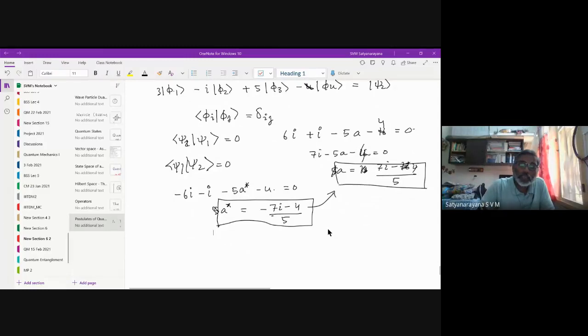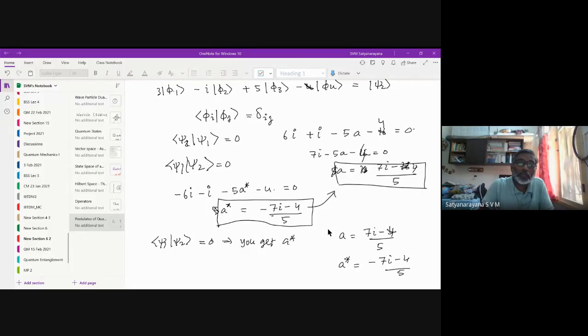No. What I'm saying, your A is, we got A as 7i minus 4 by 5, right? Yes, sir. What will be A star? A star is minus 7i minus 4 by 5. So if you take psi1, psi2 is equal to 0, you get A star. If you take psi2, psi1 is equal to 0, then you get A. But once you get A, you can go to A star, and if you get A star, you can go to A, no? Okay, sir. So the same answer basically.